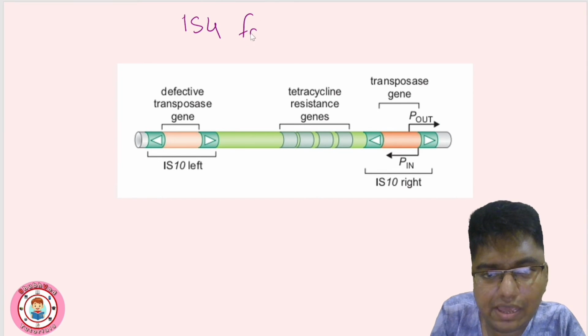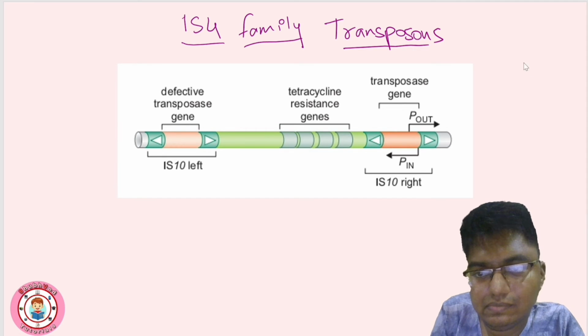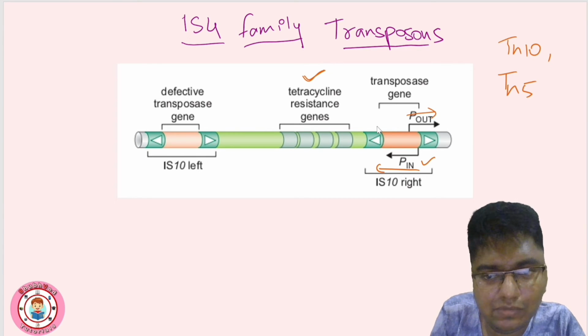IS4 family transposons. Here the examples are Tn10, transposon 10, and Tn5. They have tetracycline resistance genes in the coding region. Here is the transposase gene, and the promoter is there. In and out are written here, this direction is in and this is out.